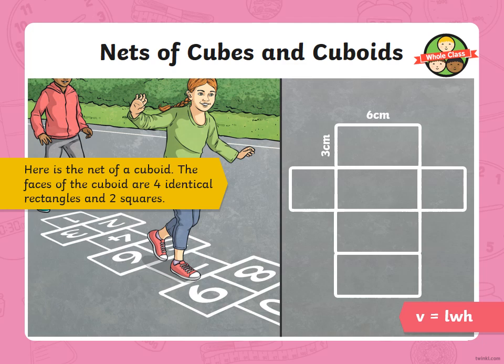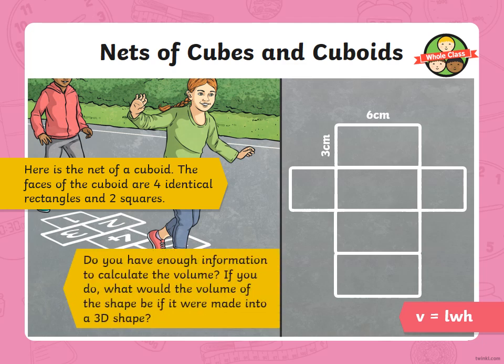Here is the net of a cuboid. The faces of the cuboid are 4 identical rectangles and 2 squares. Do you have enough information to calculate the volume? And if you do, what would the volume of the shape be if it were made into a 3D shape? Pause the video here and see if you can work out the volume.